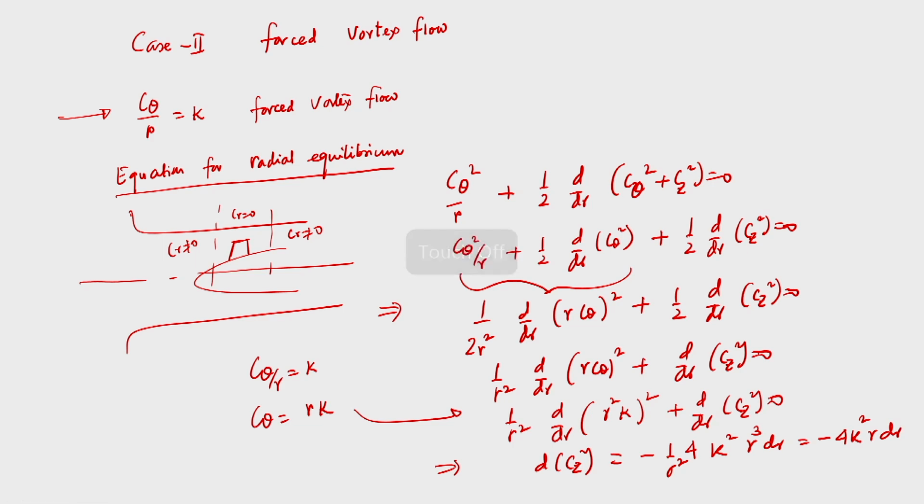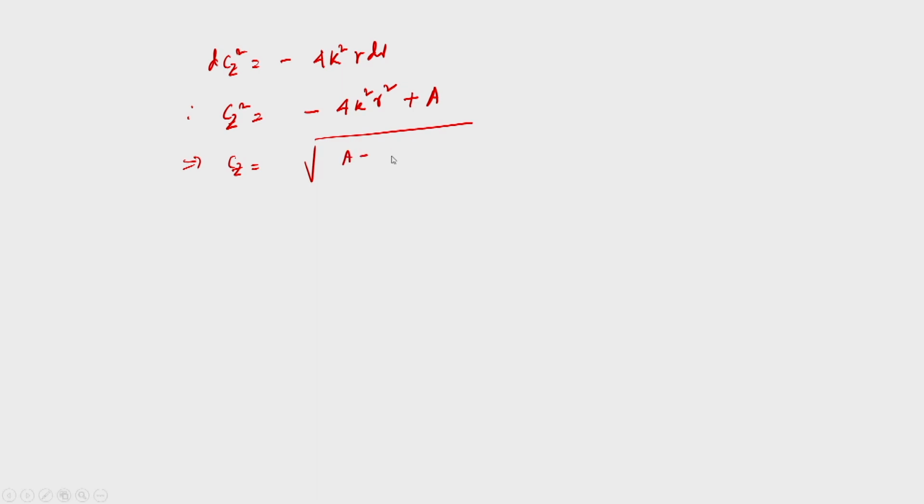So if I now go to the next slide, then I can write dCz square is equal to minus 4 k square R dr. That is the equation. Therefore Cz square is equal to minus 4 k square R square plus some constant, let us say a. Therefore Cz will be equal to root of a minus 4 k square R square.